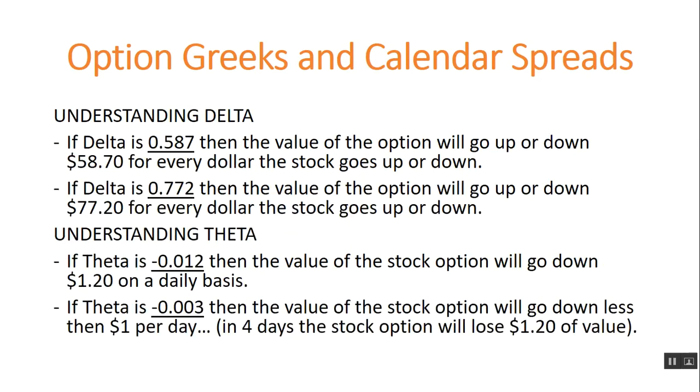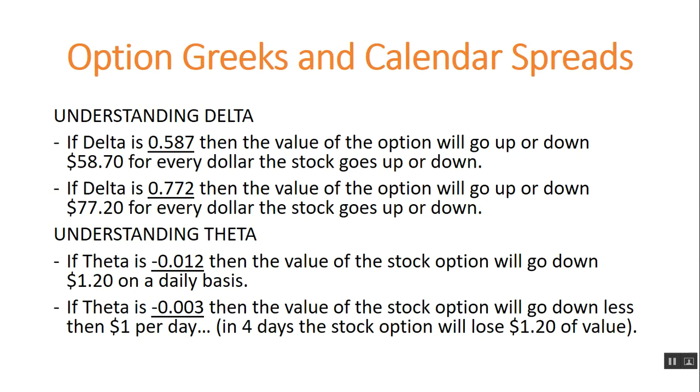Now, understanding delta. If delta is at 0.587, ring a bell there, then the value of the option will go up or down $58.70 for every dollar the stock goes up or down. If the delta is 0.772, the option will go up or down $77.20 for every dollar the stock goes up or down.